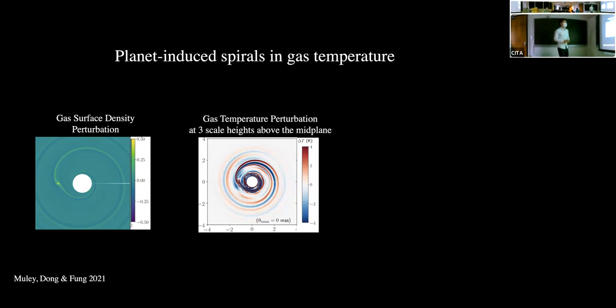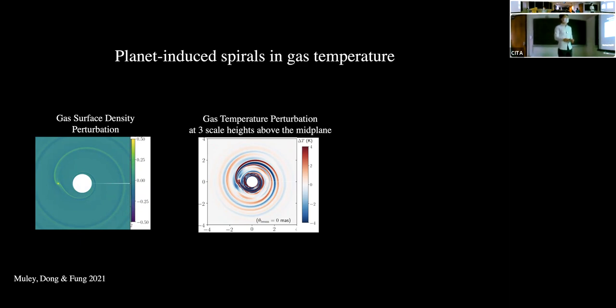This middle panel here shows the corresponding simulated gas temperature perturbation at a height of 3 scale heights above the disk midplane from the model. So why do we do it at 3 scale heights? That's because 3 scale heights is where we think CO emission comes from. So a planet is able to drive a spiral-shaped temperature perturbation at the level of a few Kelvin, or a fraction of 10 to 20% of the local disk temperature.